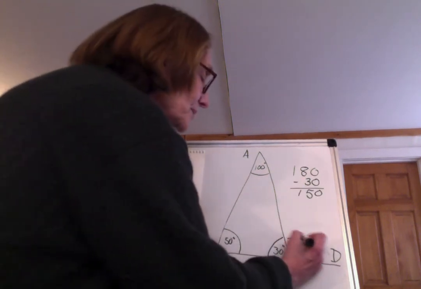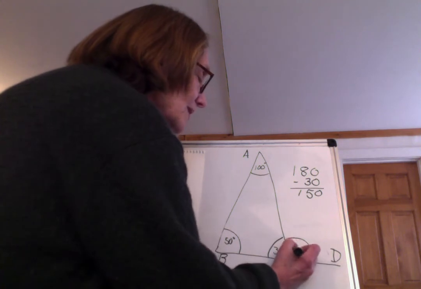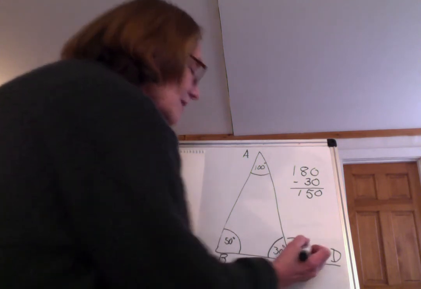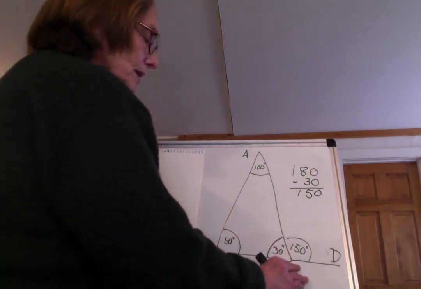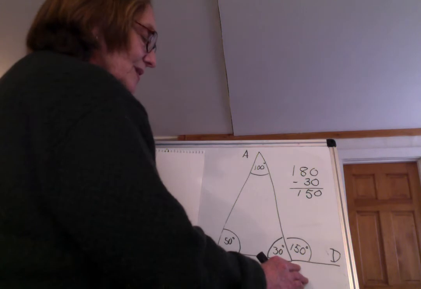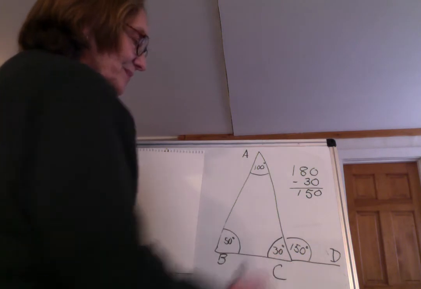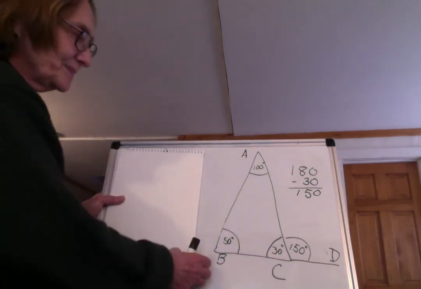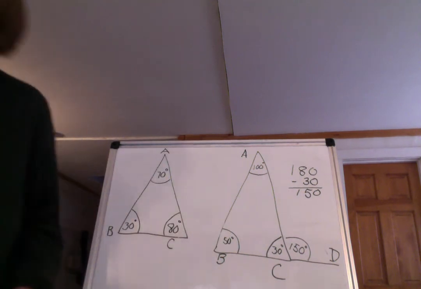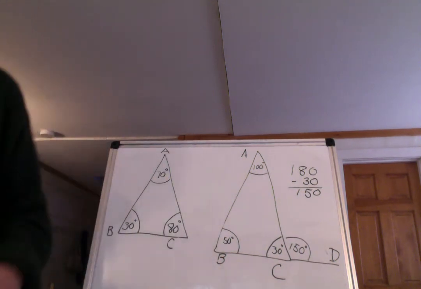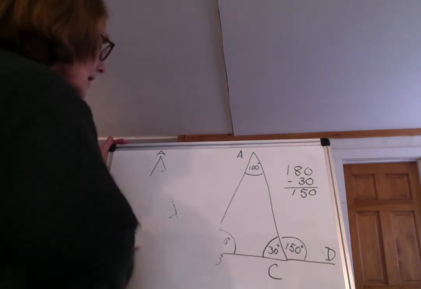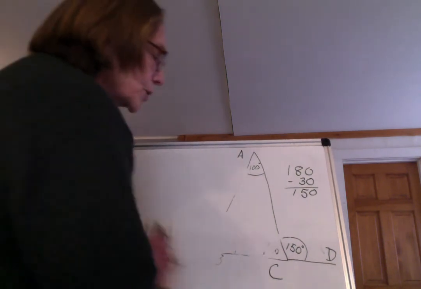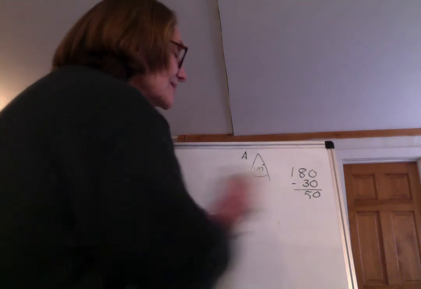Angle D will equal 150 degrees because the two together have to equal 180 degrees. Those are interior and exterior angles. And I have others, just quick facts, that should help you with your homework.